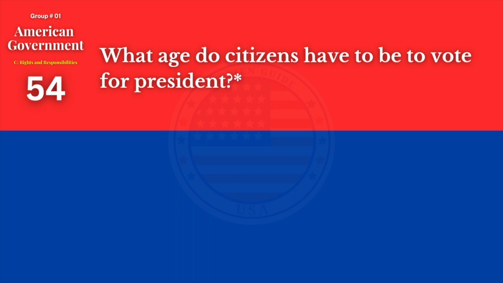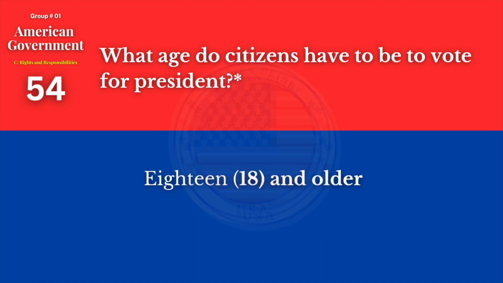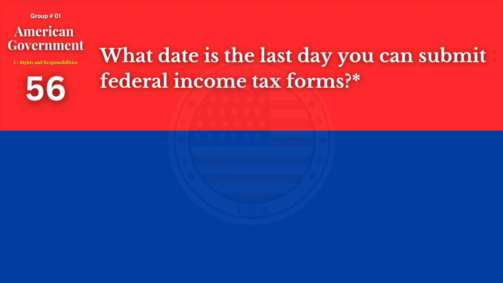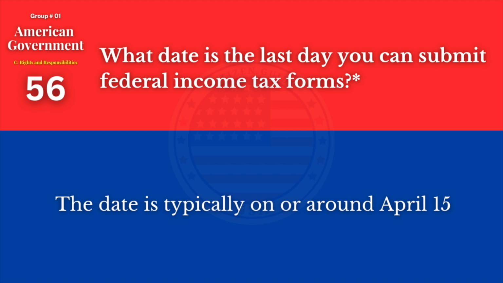What age do citizens have to be to vote for president? 18 and older. What date is the last day you can submit federal income tax forms? The date is typically on or around April 15th.